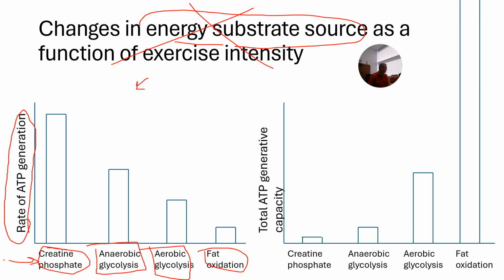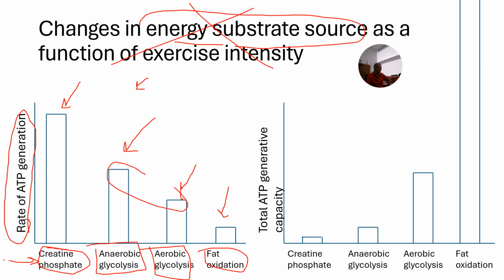Note that the rate of ATP generation for creatine phosphate is very high. But then we go down with anaerobic glycolysis, down further with aerobic glycolysis, and way down with fat oxidation. So it takes far longer to create ATP using fat than it does from creatine phosphate. But then creatine phosphate, remember, it was done in a 6-second sprint, whereas fat oxidation can carry you forever, right? That's the idea here. So it's slower, but it can last much longer, and that's going to help you get more out of it in the end.